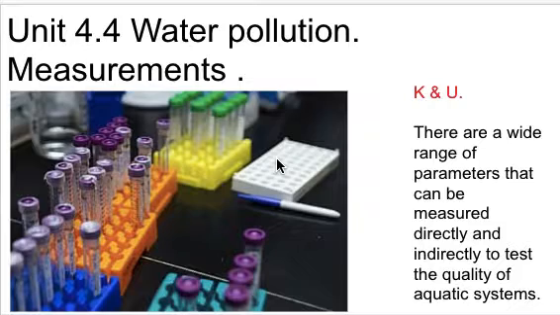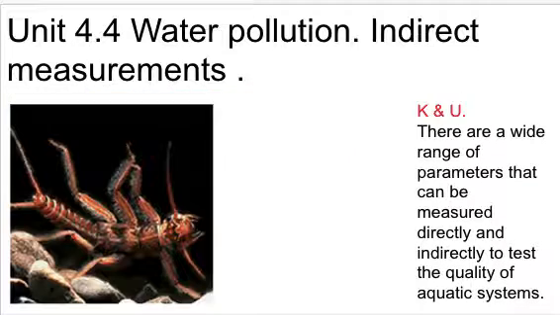There are a wide range of parameters that can be measured directly and indirectly to test the water quality of aquatic systems. Standard tests on rivers and drinking waters can be performed with portable equipment and chemical test kits. We'll probably be doing at least some of these during this course, during our lab work. There you could look at biological oxygen demand, chemical oxygen demand, turbidity, ammonia, dissolved oxygen. All those things can be measured, along with a range of other pollutants such as nitrates and ammonia.